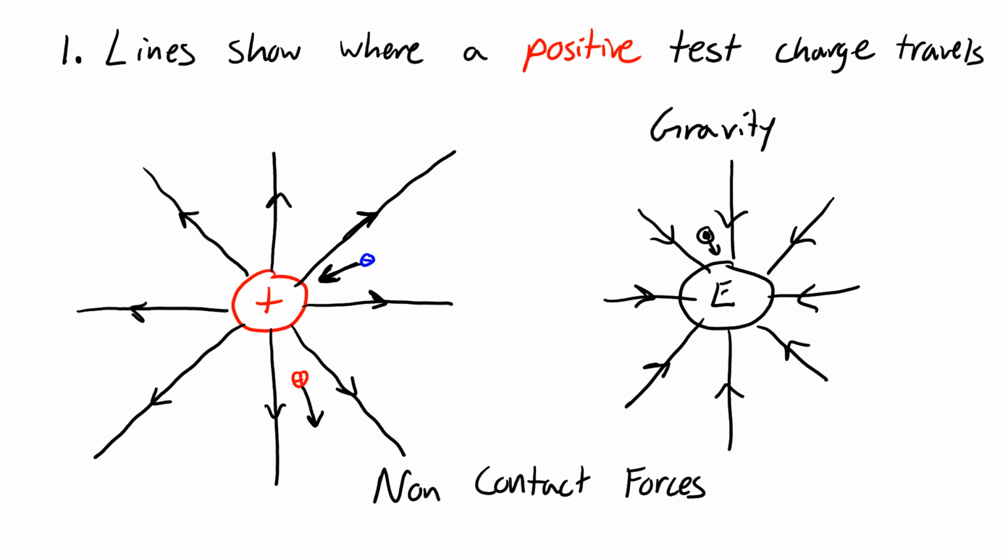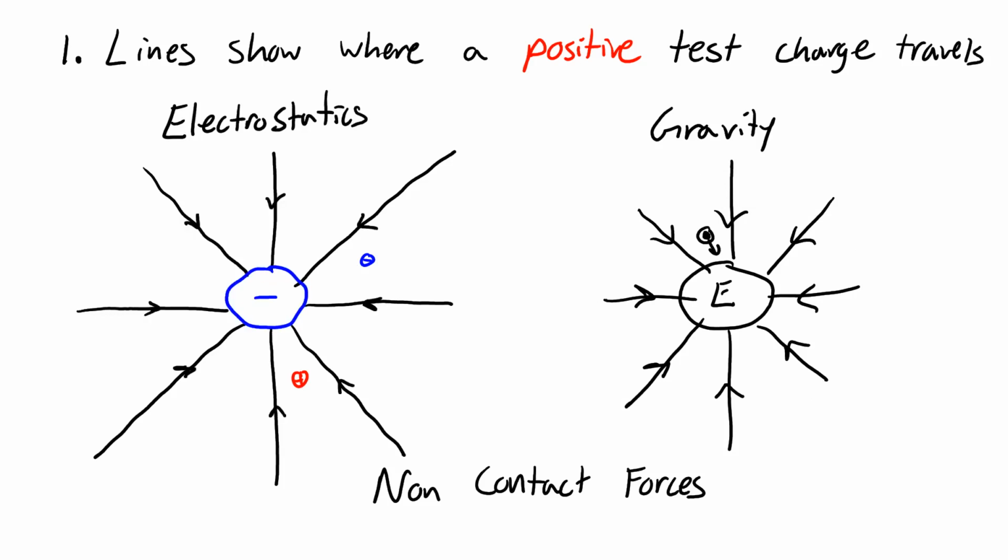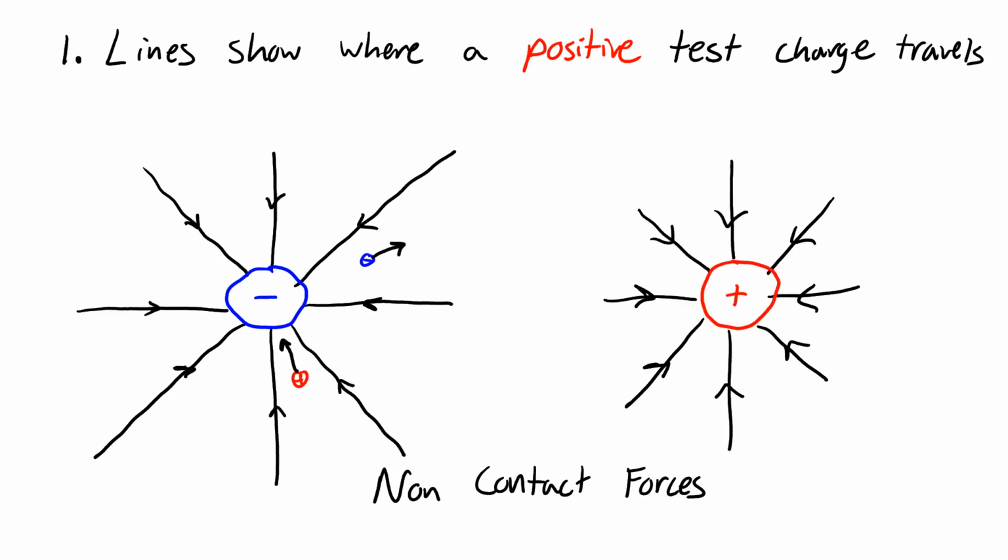But with electrostatics, the field could look different depending on if this is a negative charge. Now we draw the field lines going the other way, because a positive charge would be attracted and a negative charge would be repelled by that. Or what if it's two charges?